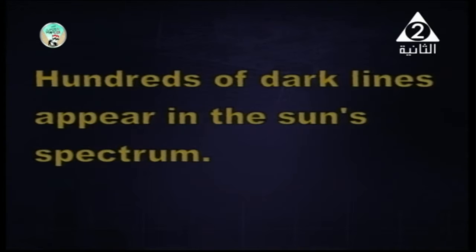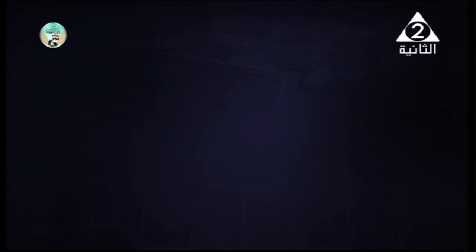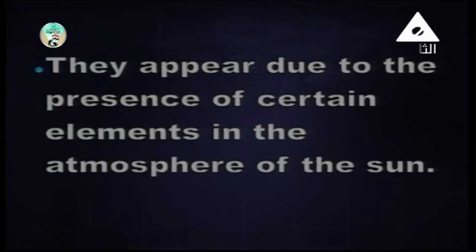Hundreds of dark lines appear in the sun's continuous spectrum. They appear due to the presence of certain elements in the atmosphere of the sun.